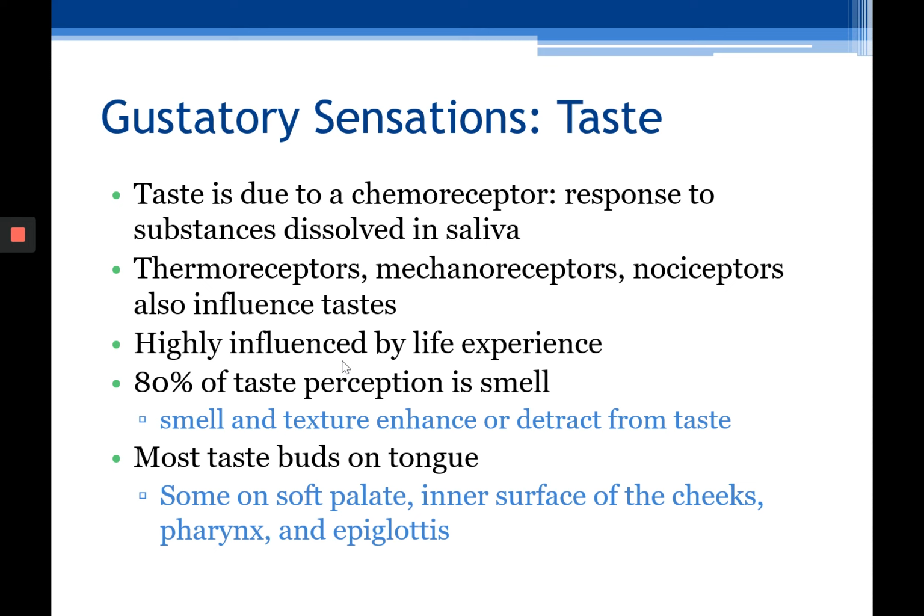But we also have to include thermoreceptors, mechanoreceptors, and nociceptors, because even though it's hard to explain, if you burn your tongue, if you've done it before, you can immediately think of kind of what it tasted like or the sensation that occurred when you burned your tongue. So even though that's a pain response, it does influence taste. If the pain response is strong because you really burned your tongue, it actually can dull taste for a period of time.